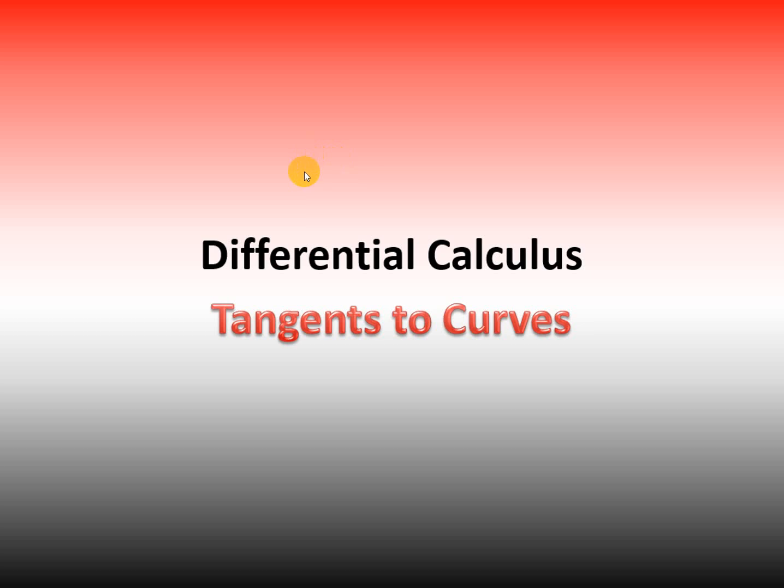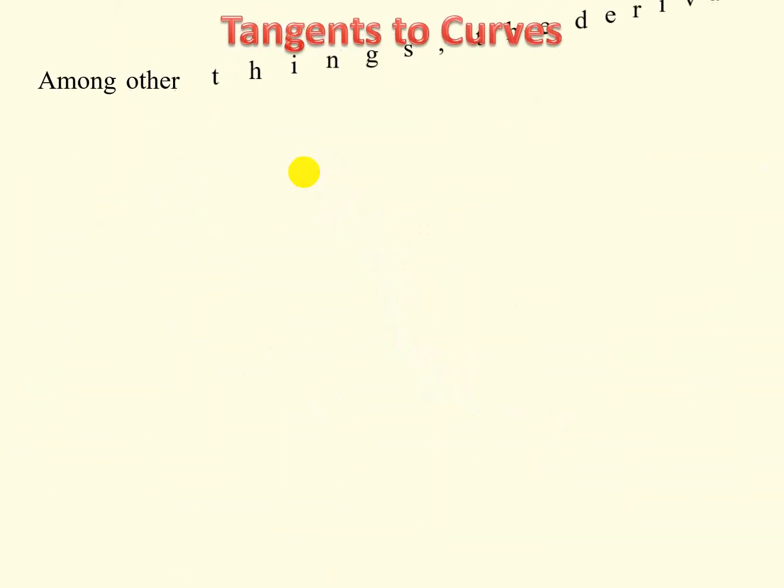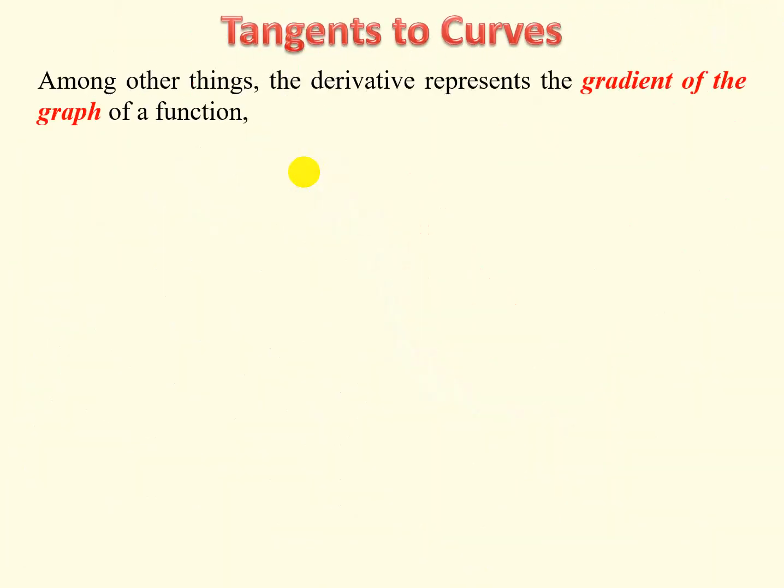We're at the stage now where we're going to be going into more applications of differential calculus. So, I remind you the derivative represents the gradient of a graph of a function. It's really the rate of change of a function, but the graph is rate of change in y with respect to x. In other words, change in y over change in x.